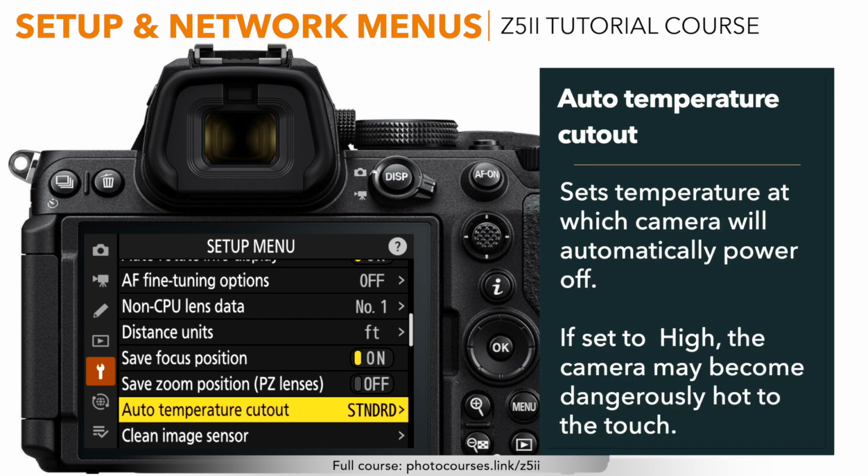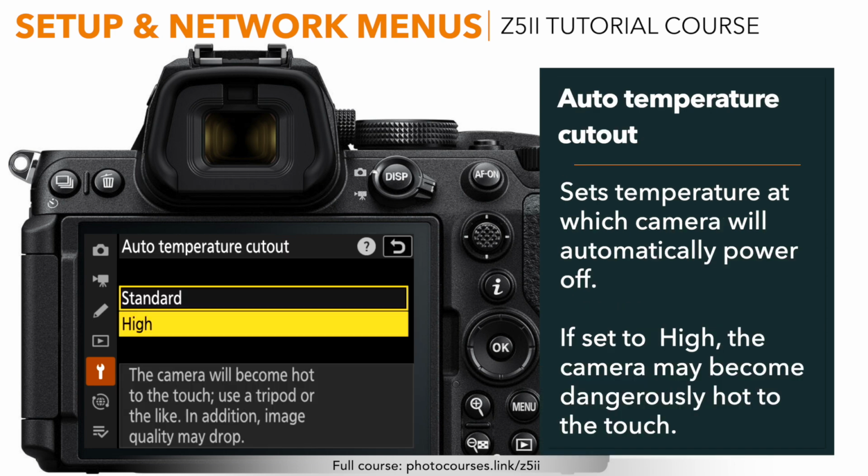If auto temperature cutout is set to high, the camera will continue to operate. It's not going to automatically turn off as it hits much higher operating temperatures. This could make the camera dangerously hot to the touch. I don't want to damage my hands or the camera, so I just set this to standard.